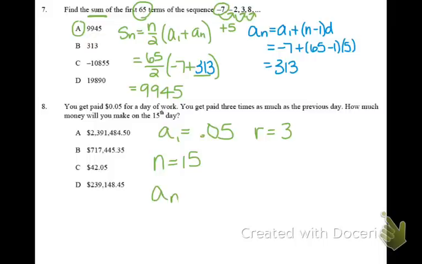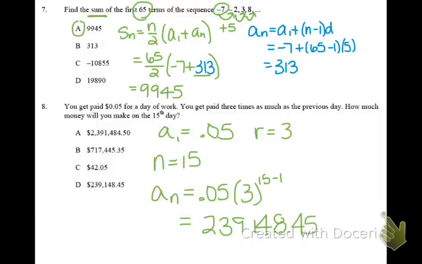So I have my formula for the geometric explicit, since this is geometric. My first term is 0.05. My common ratio is 3, and that's 15 minus 1 at the top. I'm going to take that and plug it in. 0.05 times 3 to the 14th. And that gives you $239,148.45. So your answer for that is D. Be careful with this one, because if you notice, A and D look very similar to each other. It's just that the decimal is off, so pay attention to your answer choices.